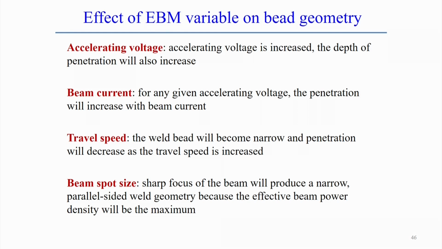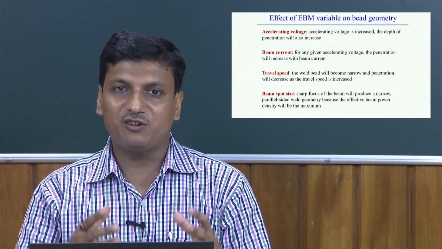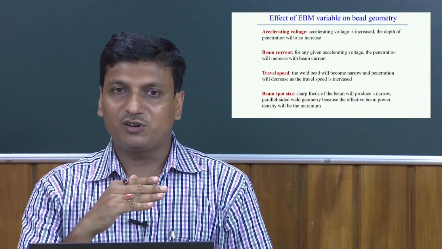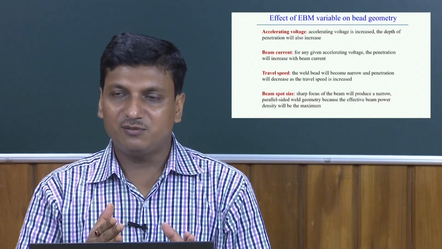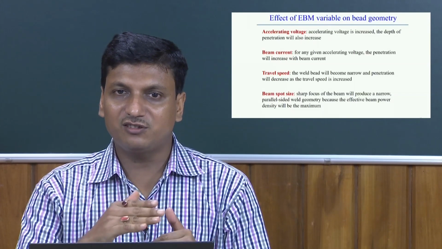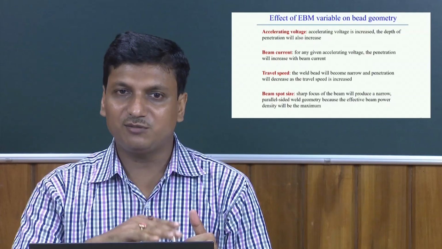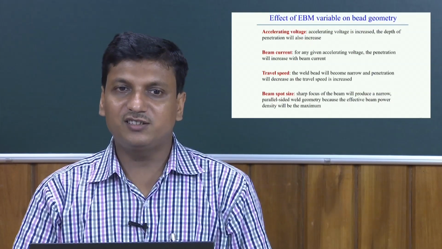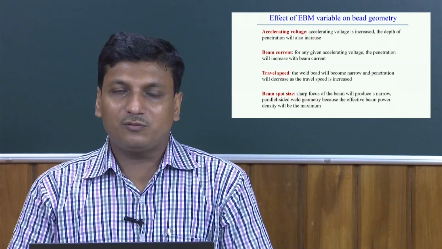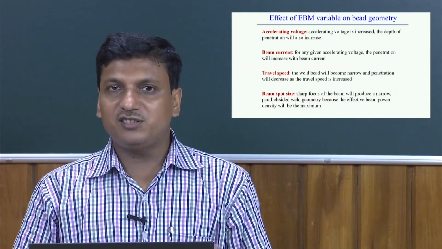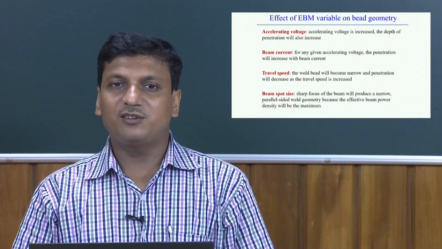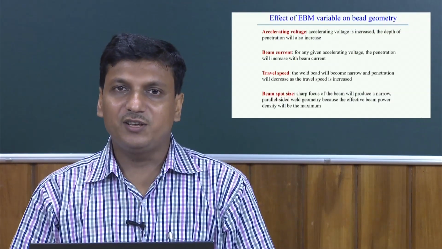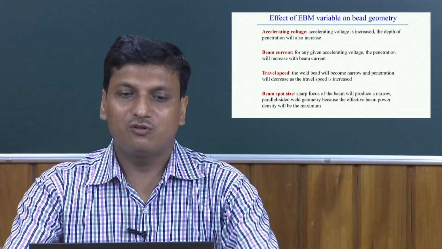But in that case, the beam spot size should be very small. If the beam spot size is bigger, there will be some variation from the top to the bottom, and the weld pool geometry will gradually decrease. The cross section of the geometry from top to bottom gradually decreases if the beam size is bigger. In other words, the beam spot size decides the power density on the surface, and in that way it impacts the size of the weld bead.